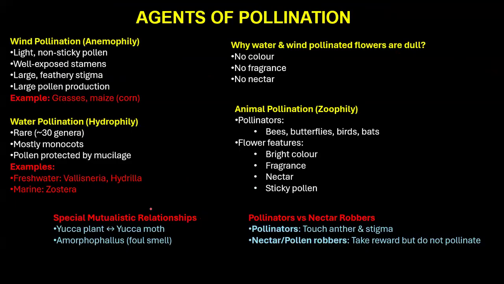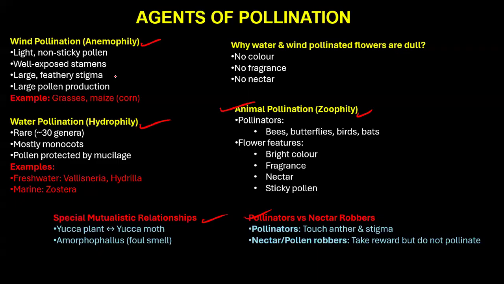Number two is agents of pollination. This is very important. You can see here wind pollination, then we have water pollination, and animal pollination, which is also called zoophily. Then there are some special cases which we'll be talking about. Wind pollination is uncertain, so plants compensate by producing huge amounts of pollen grains. Flowers are usually dull and nectarless. So this is very important: what are the features of wind pollinating plants? Examples are grasses, then you have maize, corn.